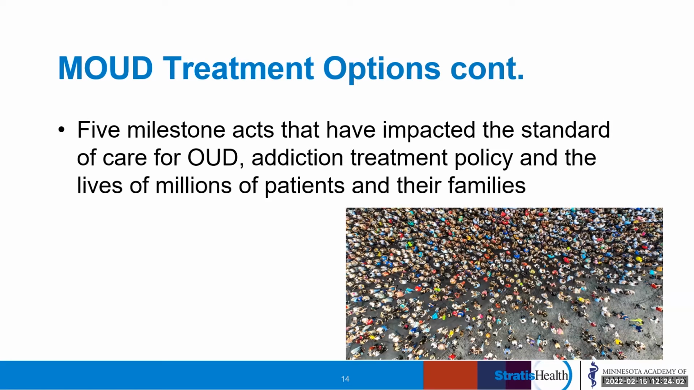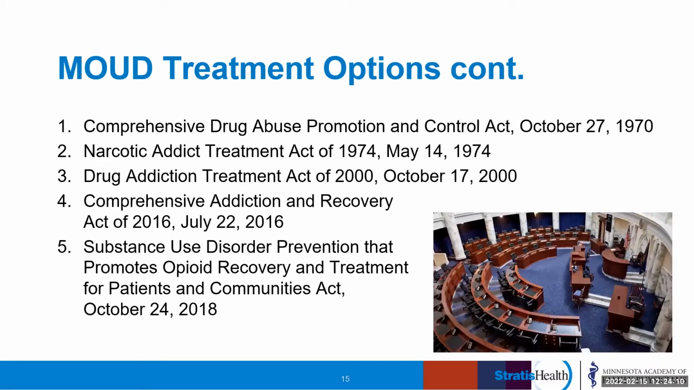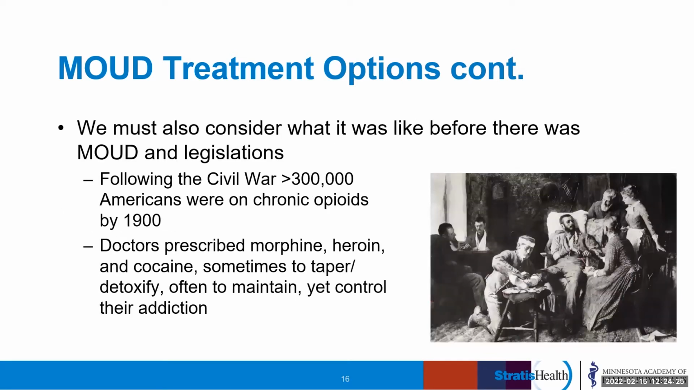And as we all know, this is affecting hundreds of thousands, if not millions of people and their families. And so these things have really changed things. These are the 5 different legislative things that have occurred at the national level. And I'm not going to go through each of these right here, but we're going to explain what each of these did for us. And I think it's important that we understand what it was like before we had any legislation for this.